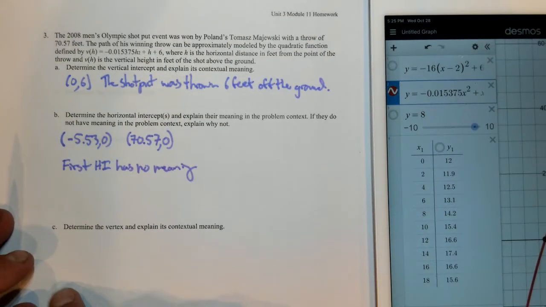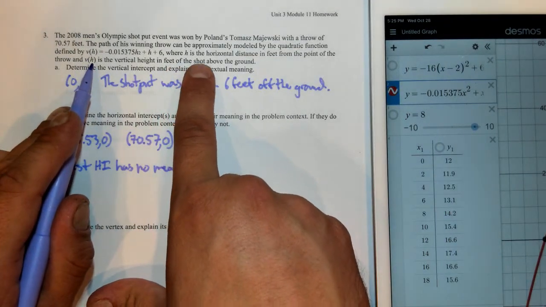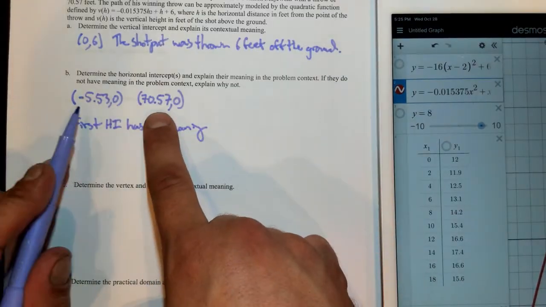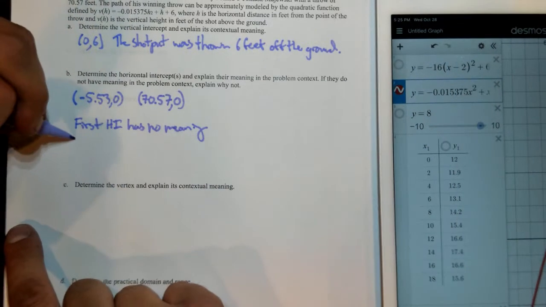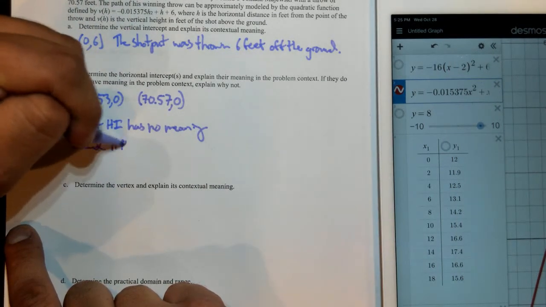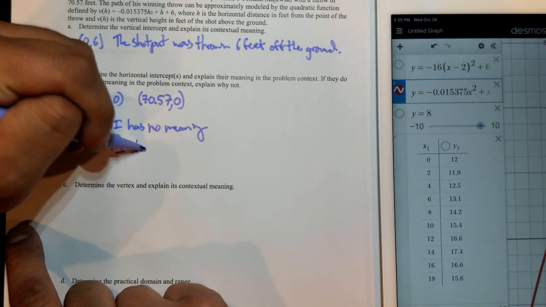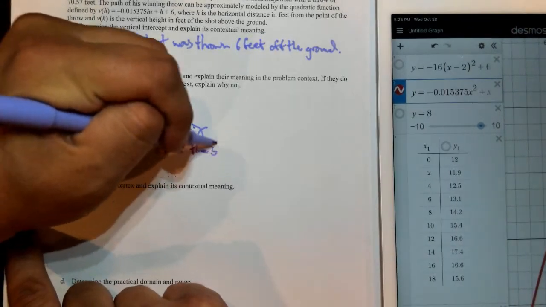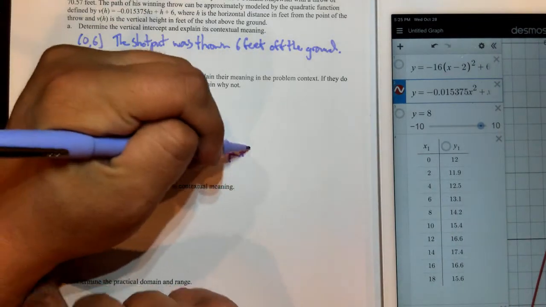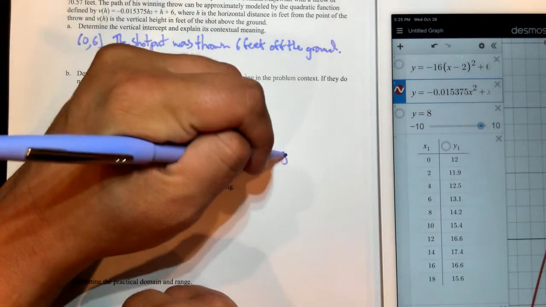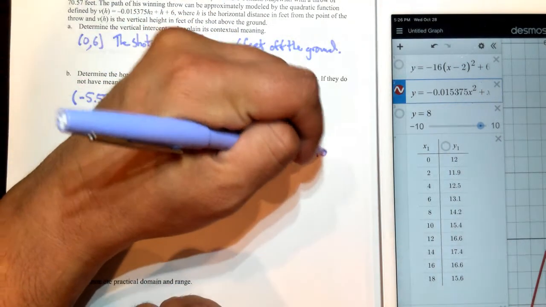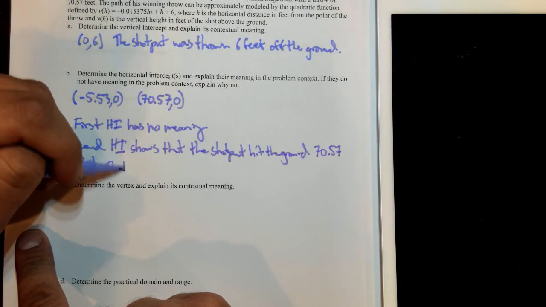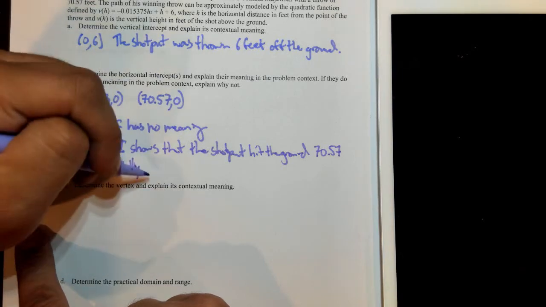Remember, in this case, our h values don't represent time. This represents the horizontal distance in feet. So these represent horizontal distances. So our second horizontal intercept shows that the shot put hit the ground 70.57 feet horizontally from where it was thrown.